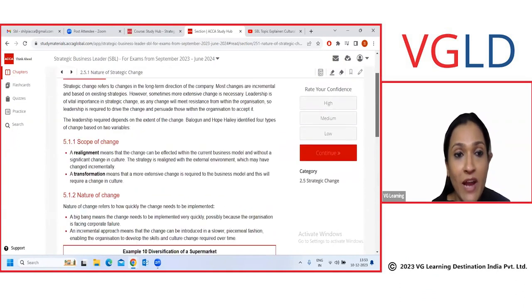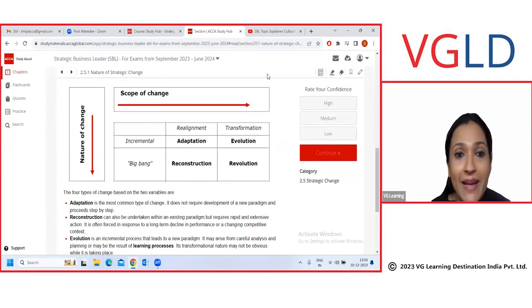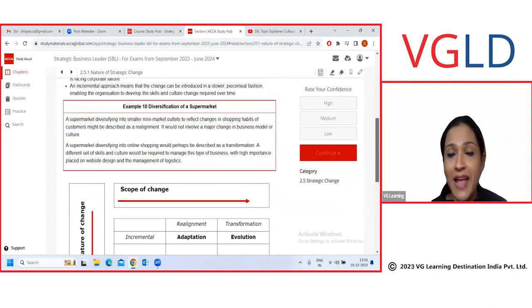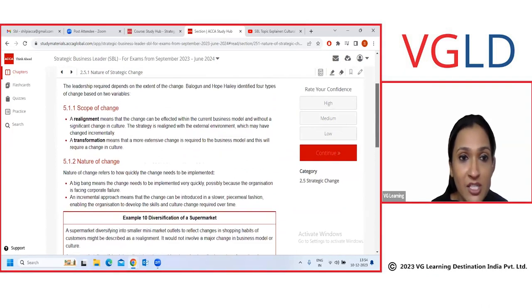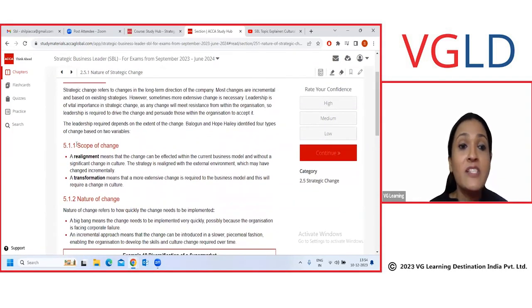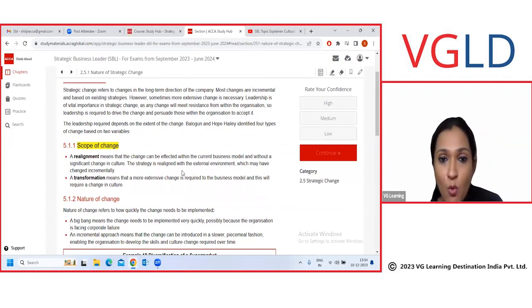So let's quickly have a look at first the two paradigms of this model of change management, the different styles of strategic changes that there can be within the organization. The first paradigm talks about the scope of change. How huge the change is. Is it only a slight realignment from where you are to where you want to be?